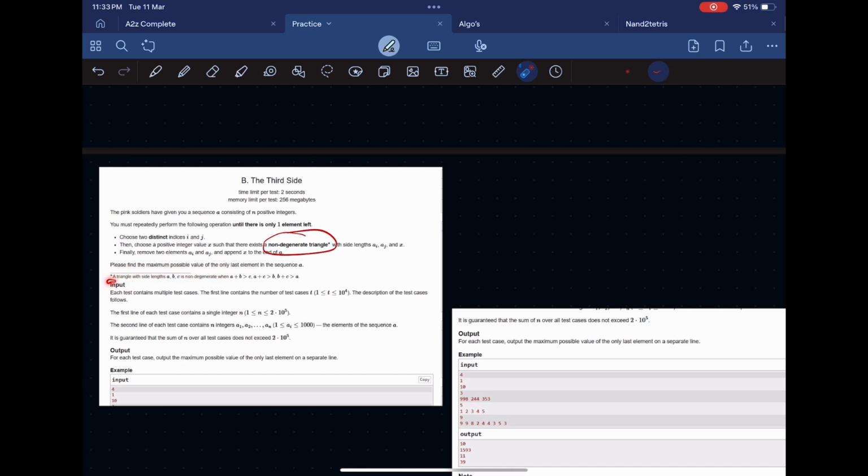Okay, so let's see. A triangle with sides a, b, c is non-degenerate when a plus b is greater than c. So we'll check this condition later onward.